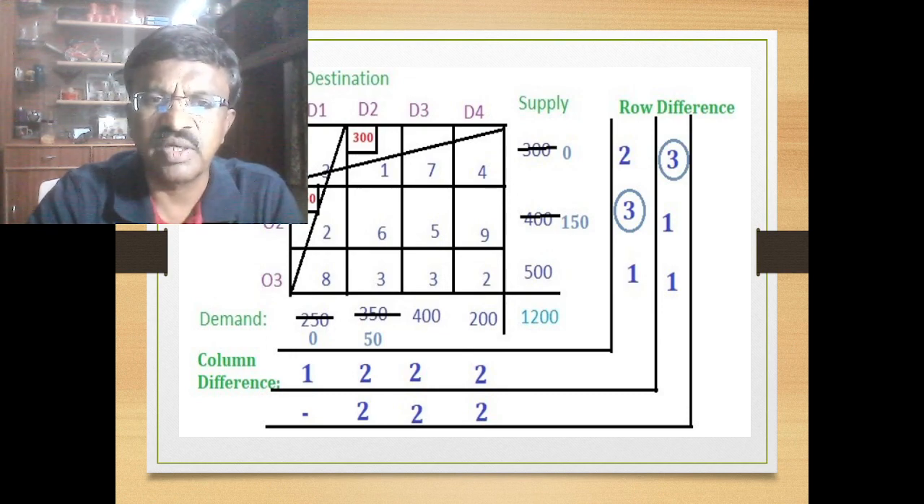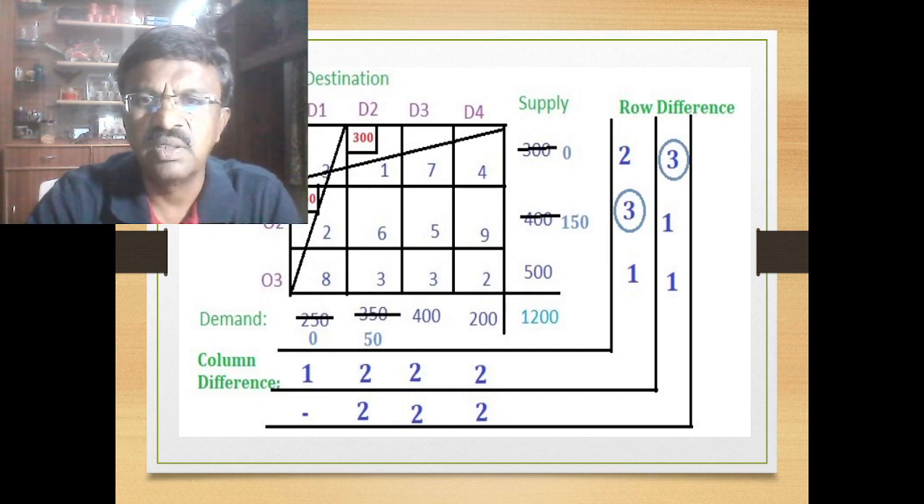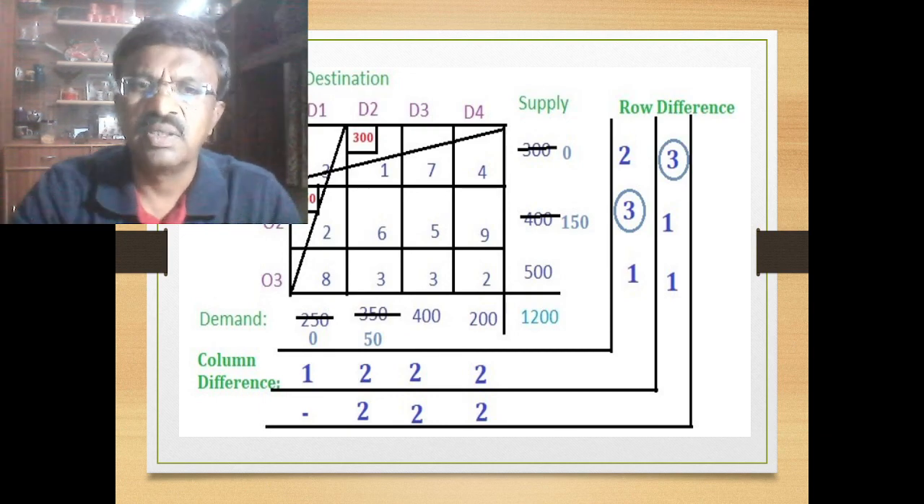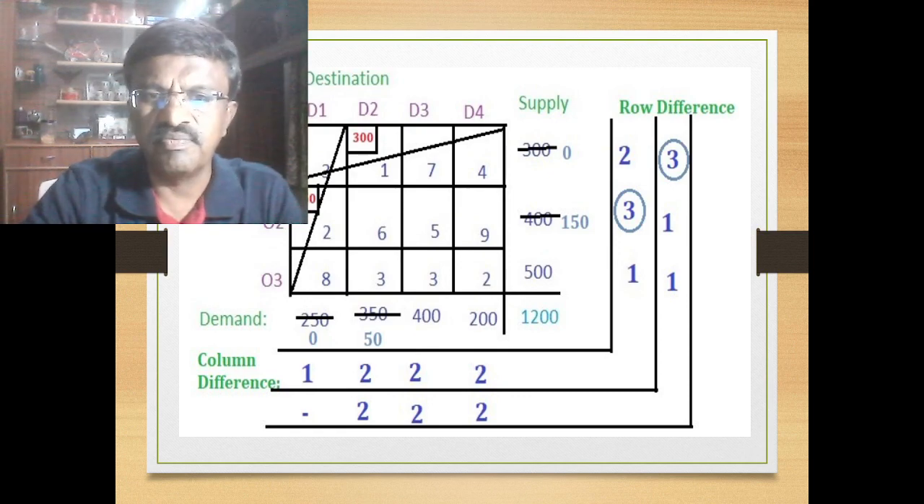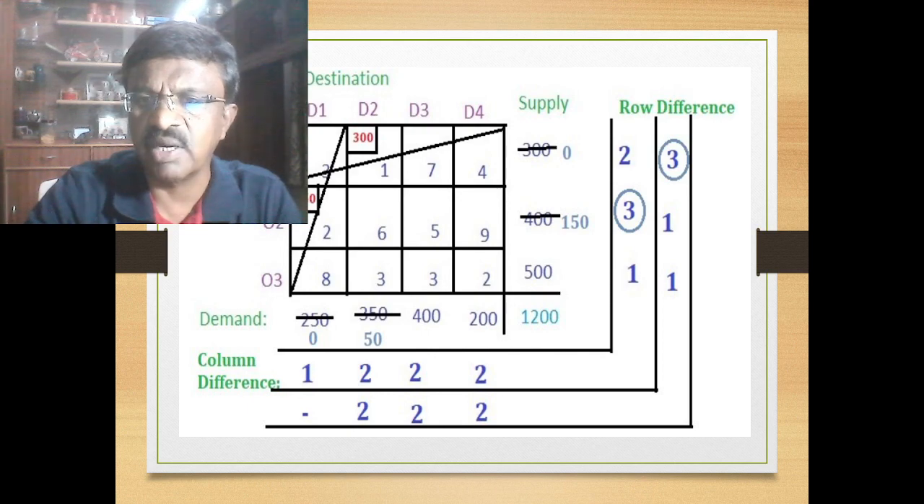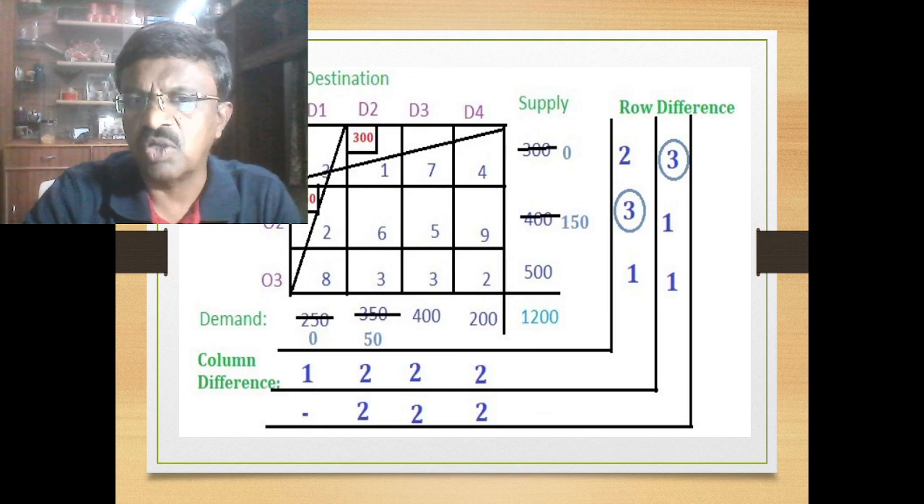Then we have to strike out the first column fully, because the demand at D1 is satisfied. Then repeat the procedure. After striking out the first column, the remaining matrix will be 3 by 3. For the 3 by 3 reduced matrix, we do the same procedure. There will be 6 penalties, that is 3, 1, 1, 2, 2, 2. Out of these 6 penalties, 3 is the maximum. Select the first column. In the first column, 1 is the minimum cost.